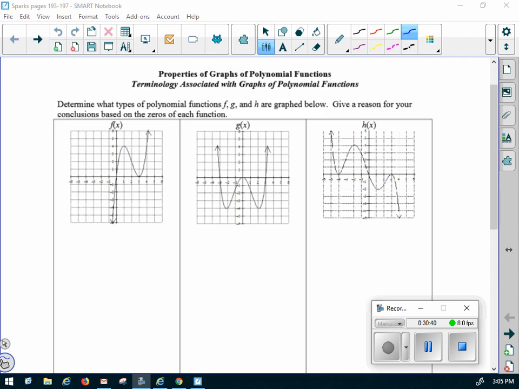Determine what type of polynomial functions are graphed. Are they quadratic? Are they cubic? Are they quartic? Are they quintic? We're not going above that. Defend your answer. Question?